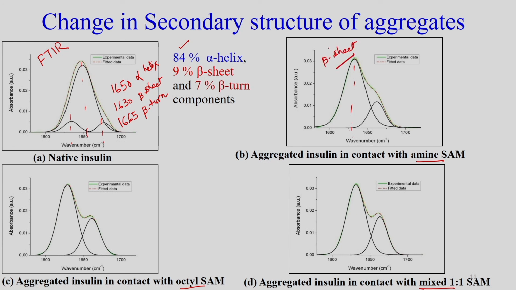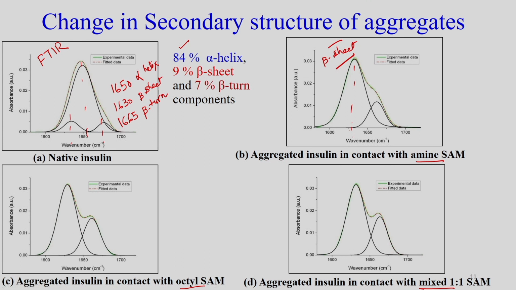So, you can say after the aggregation the alpha helix is completely converted to the beta sheet. We cannot see any alpha helix peak in all 3 spectra, and again if you compare the relative intensity of the beta sheet and beta turn, it again varies on the different surfaces.